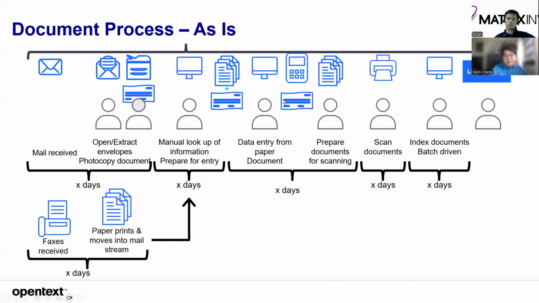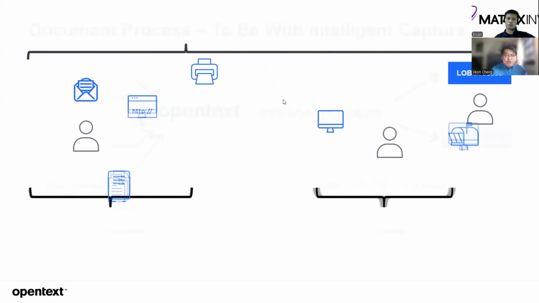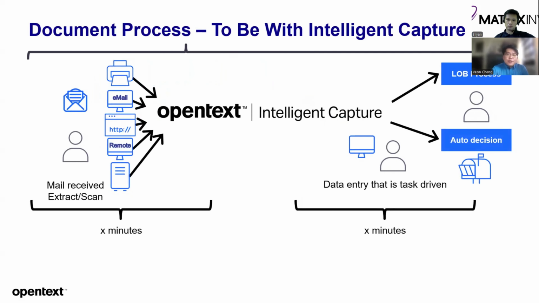So with intelligent capture, we actually streamline everything into one. Whether from your email, your fax machines, or even certain portals that use API, you can make API calls to our system to push the information into our system. Then our system will do the sorting, auto-classifying the documents into the right content. Is it an invoice or is it a form? This is very important.